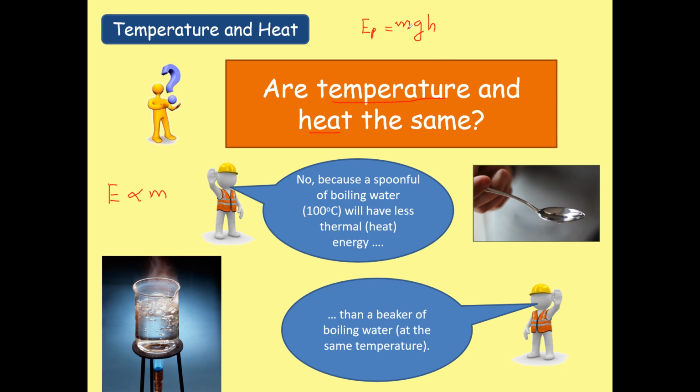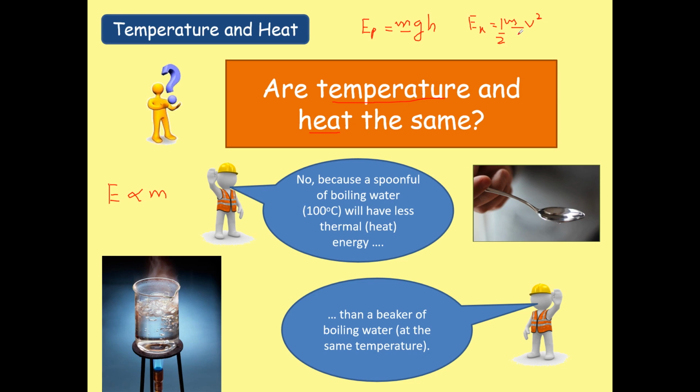Let's say if I drop a lighter object, the impact it would have would be less compared to a very heavy object if I drop it from the same height. So the mass does affect the amount of energy that an object is carrying. Similarly, with kinetic energy, we know that it is half mv squared, so again, the mass is accounted for.